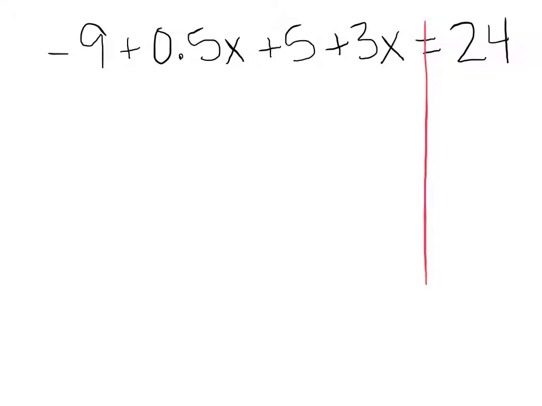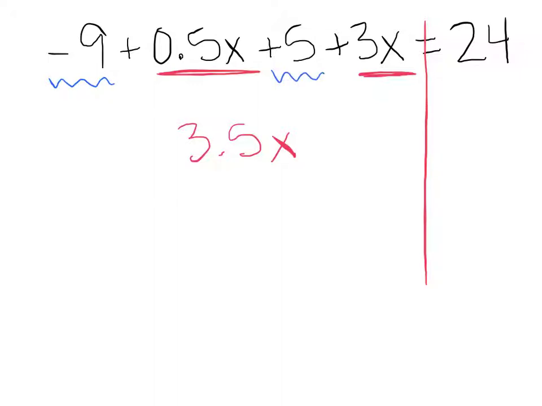I'm going to start with the x's. I have 0.5, or half an x. I also have 3 x's. So those are like terms that I can combine. 0.5x plus 3x is 3.5x. I also have a couple of numbers over there, and they're both like terms as well.